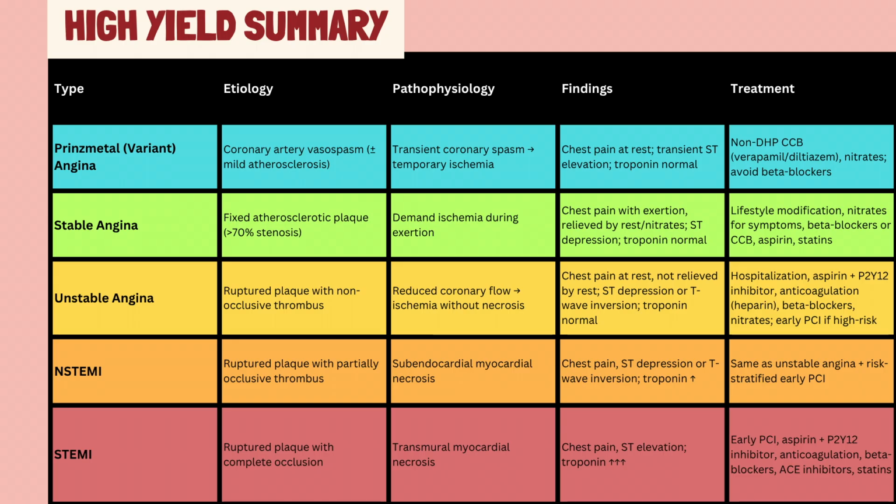Here's a high-yield summary of what we talked about today. Feel free to screenshot this and cover up the different parts to quiz yourself on later. To wrap up, ischemic heart disease is all about a mismatch of oxygen supply versus myocardial demand. The various forms differ in cause, EKG findings, and troponin patterns. Understand these distinctions and you'll have a great foundation in ischemic heart disease.